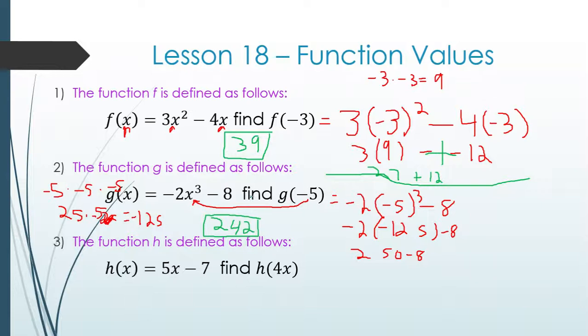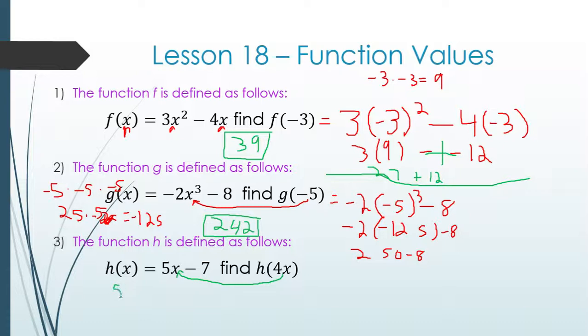So your answer for this one will be 242. G of negative 5 is 242. You just plug in the negative 5 in there, and remember, you have to cube it first, then multiply, then subtract. Okay, last thing, it says h of x equals 5x minus 7, and find h of 4x. This time they're not just saying 4, they're saying an x too. So we're plugging that into x, again, not into the 5, but into x.